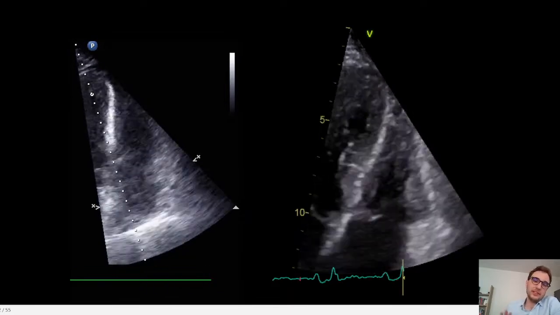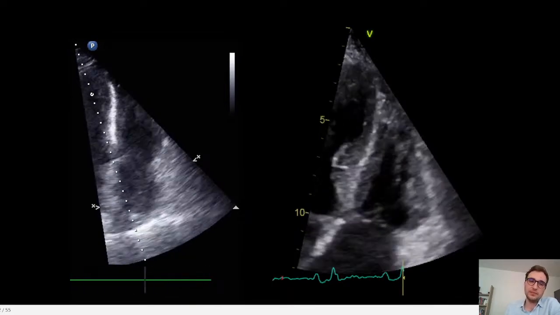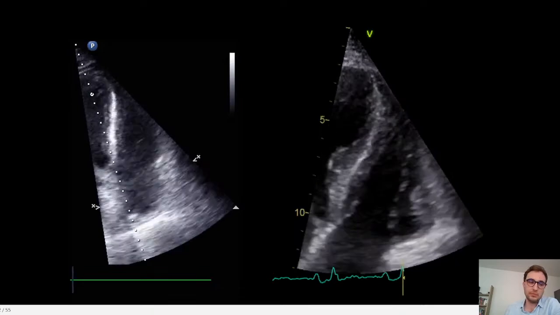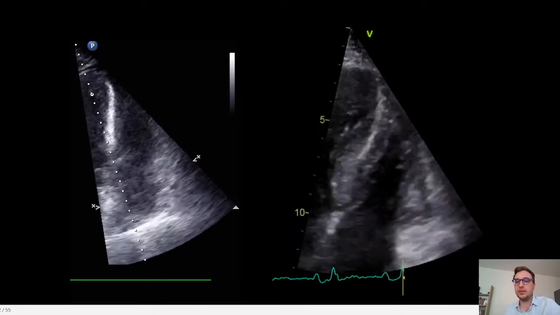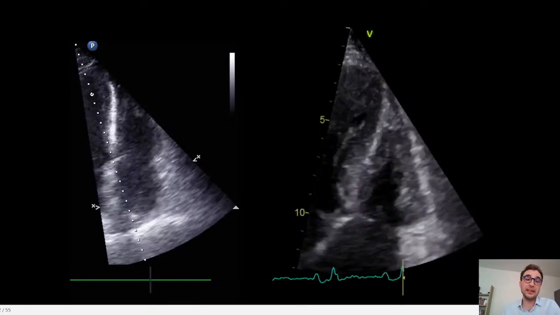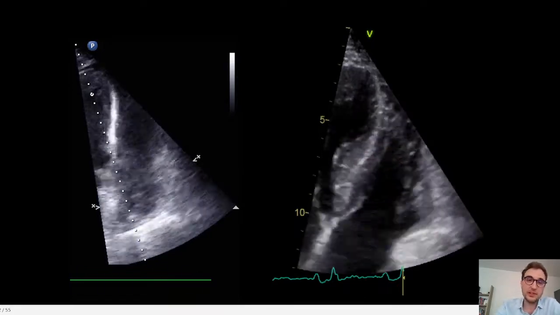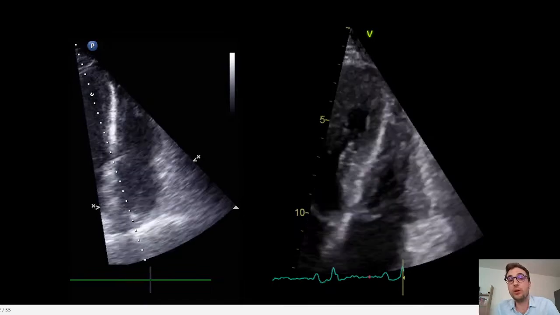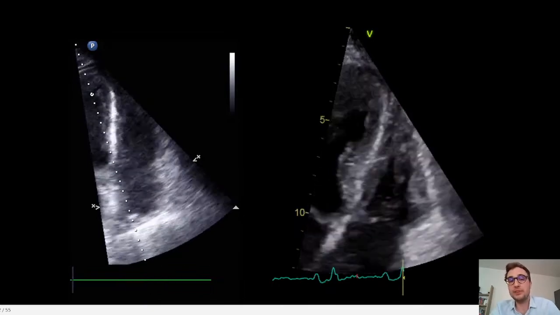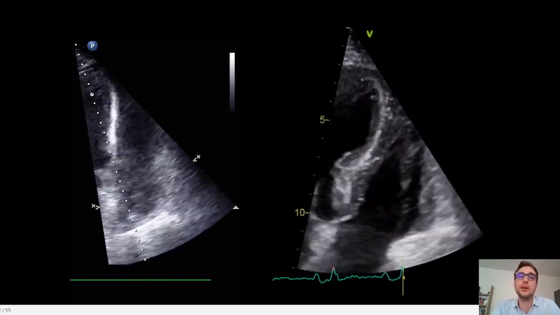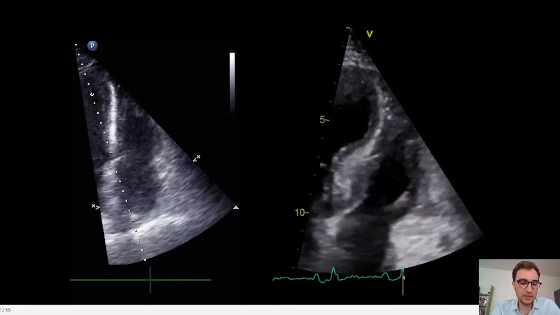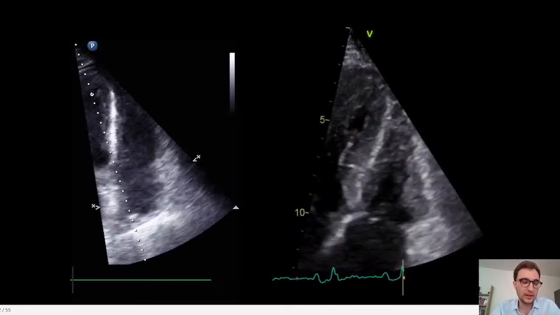However, as I mentioned, TAPSE fails to correctly quantify right ventricular function in quite a considerable amount of cases. We have 2 patients here, and their TAPSE value is actually almost the same. However, if we just take a glance at these patients, we can easily appreciate that something wrong is going on.